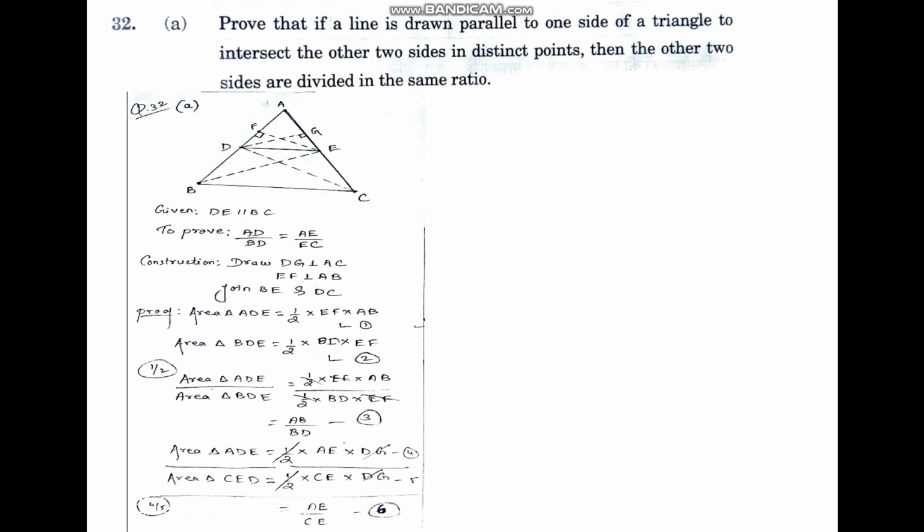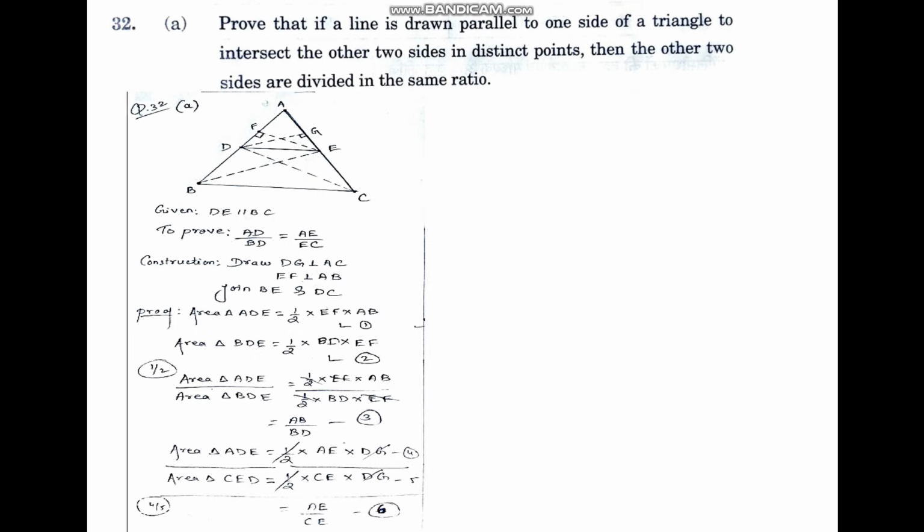And the statement regarding that, I have drawn a triangle ABC in which DE is parallel to BC, given to us. We have done the construction DG perpendicular to AC and EF perpendicular to AB. Area of triangle ADE is half into base into height, and again area of triangle BDE is half into base into height. On dividing, we are getting area of triangle ADE upon area of triangle BDE is AD upon DB.